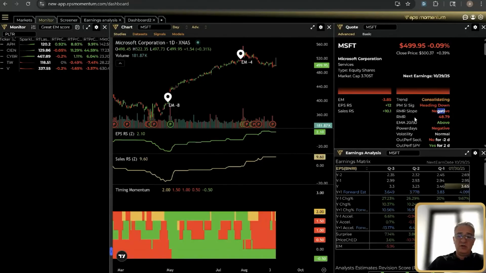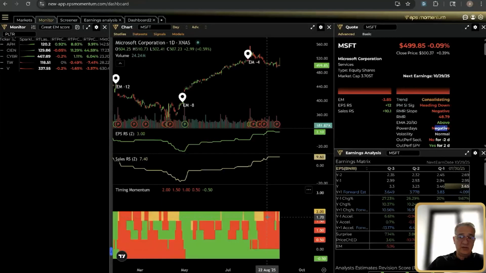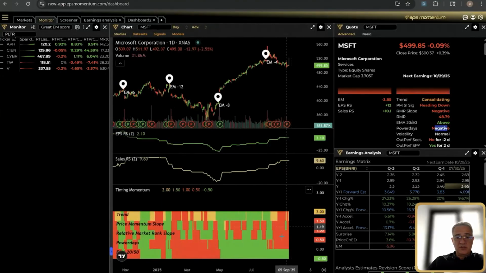This is the relative strength. So any number above 75 is great. That means that the stock beats 75 percent of all the other stocks in the last year. That Powerday is negative, and it's a fairly volatile period. So this timing momentum is very important because it helps you focus on positive trend, negative trend, or consolidation.